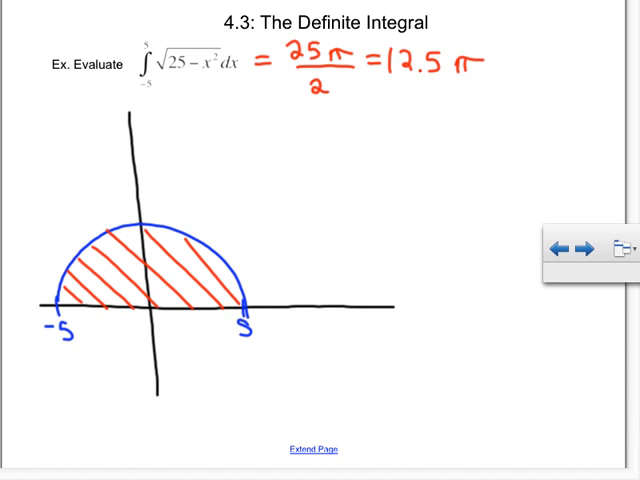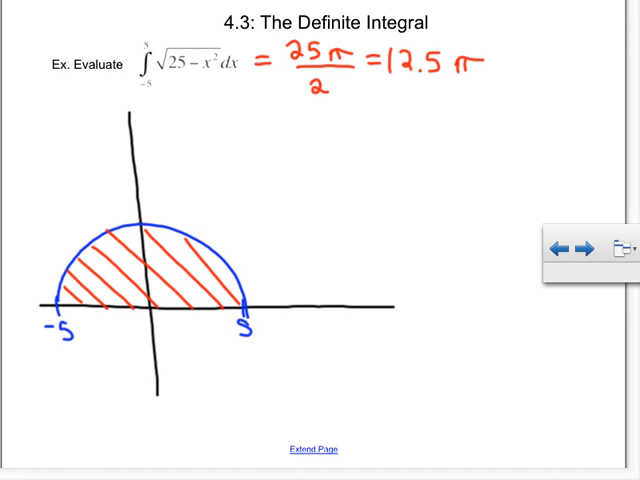What if this integral were 0 to 5 instead? Then how would our answer be different? It'd be half of that, or a quarter of a circle. Did I say -5 to 0 or 0 to 5? 0 to 5. Would -5 to 0 be the same as a quarter of a circle? Yeah, so 25 divided by 4 times pi, which is 6.25.